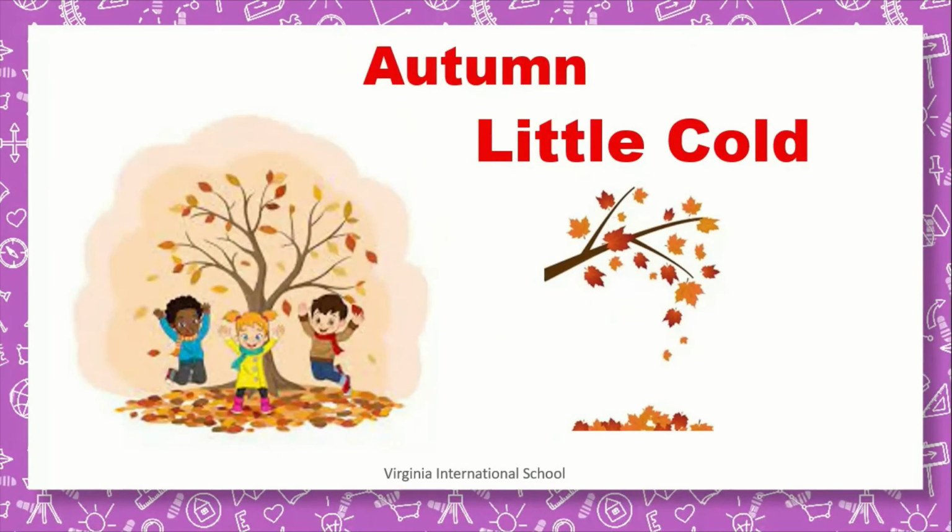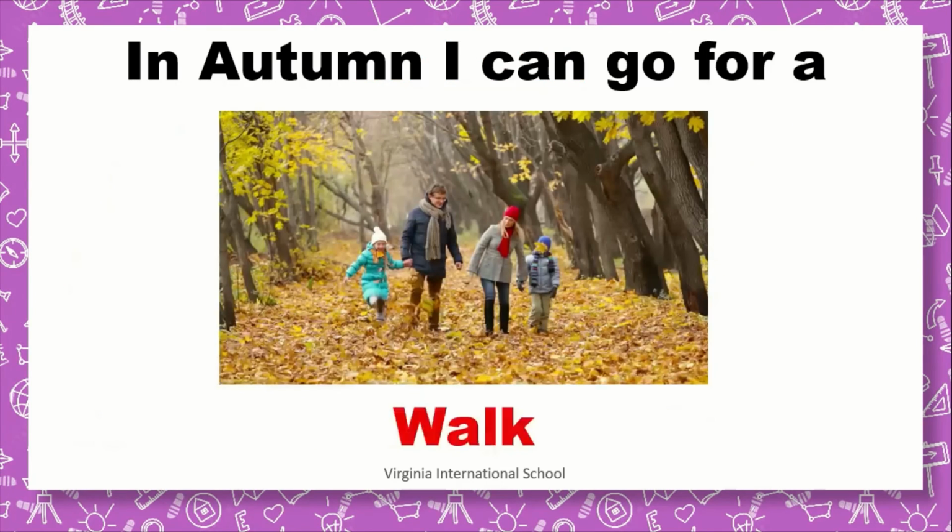Autumn is a little bit cold. It's not too cold like winter. No, it's just a little cold. In autumn, I can go for a walk, where the leaves fall on the ground and they are colored yellow or red. They're not green anymore. They're only green in the spring. But when it comes to autumn, they turn yellow or red and they start to fall. And it's a perfect time to go and walk with my family.